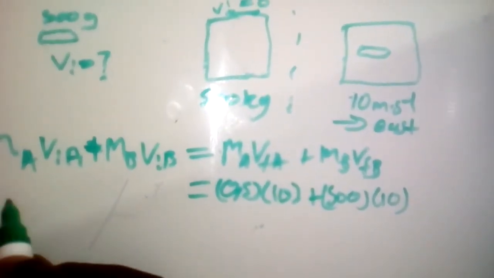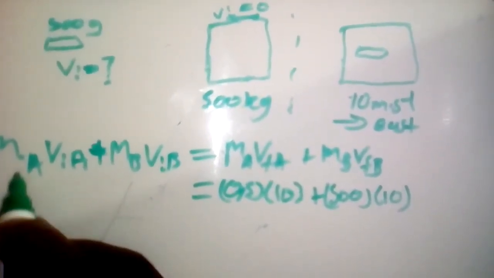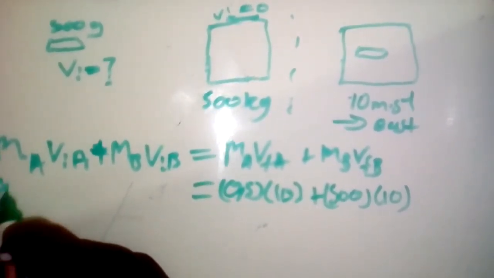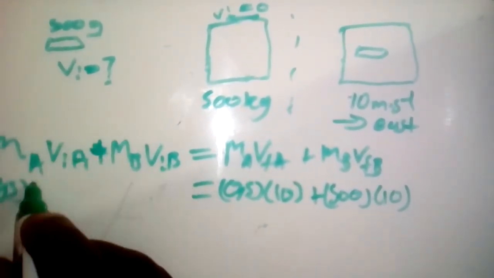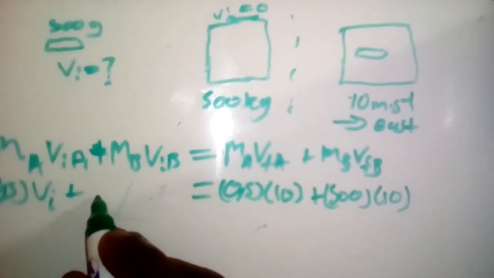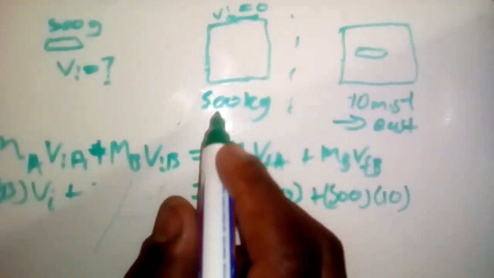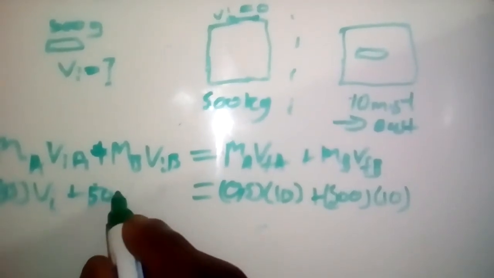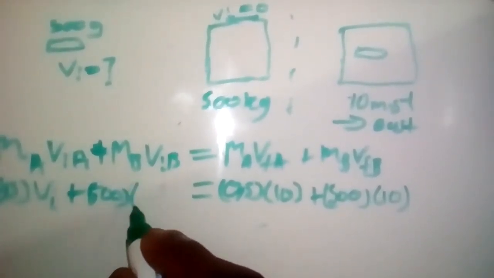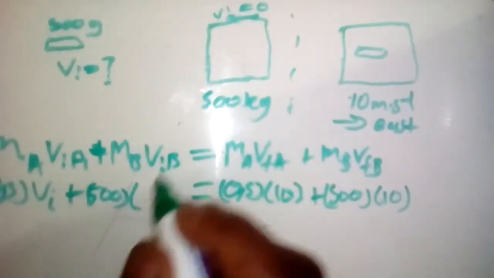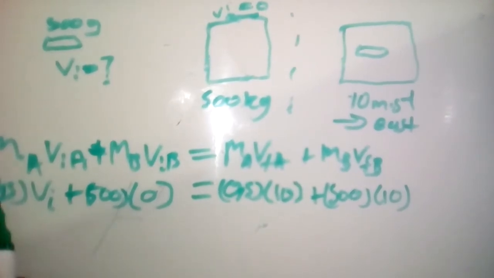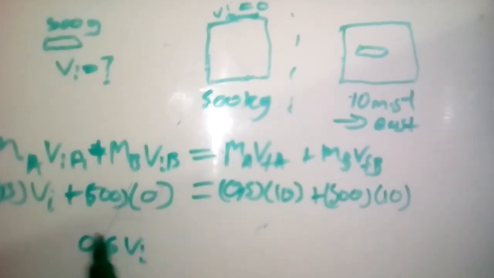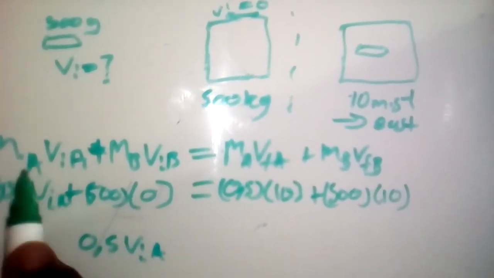And then now let's substitute this part. The mass of object A before collision was still 0.5 kgs. Remember it was in grams, we had to convert it to kgs. And then the initial velocity is what we don't know. Plus the mass of object B, which was 500 kgs. And then the initial velocity, it was at rest, so times 0. Since it's times 0, of course it disappears. Then 0.5 times VI is 0.5 VI, the initial velocity of object A.